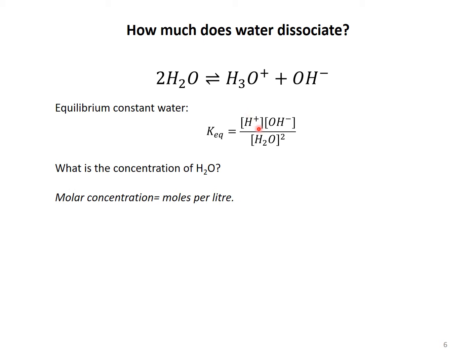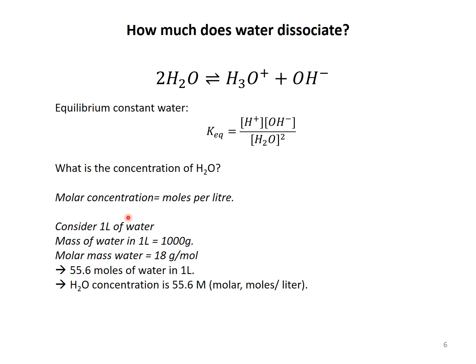Now, to know the values of H+ and OH-, we have to perform an experiment to find them out. But to know the value of H2O is rather easy because it can be derived on paper. So what we need to do is to find out the concentration of H2O, which is its molar concentration. We know that 1 liter of water weighs exactly 1000 gram, and it has a molar mass of 18 gram per mole, which means 1000 divided by 18 will give us 55.6 moles of water in 1 liter, and that is equal to a molarity of 55.6 molar.